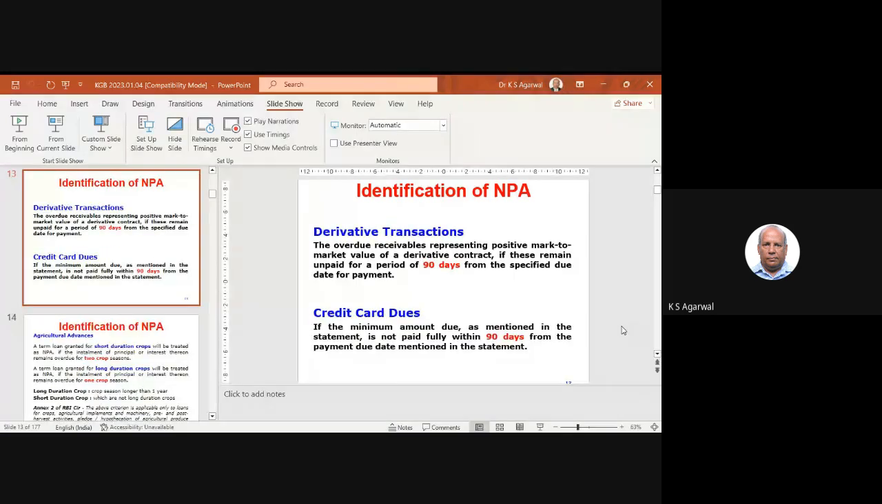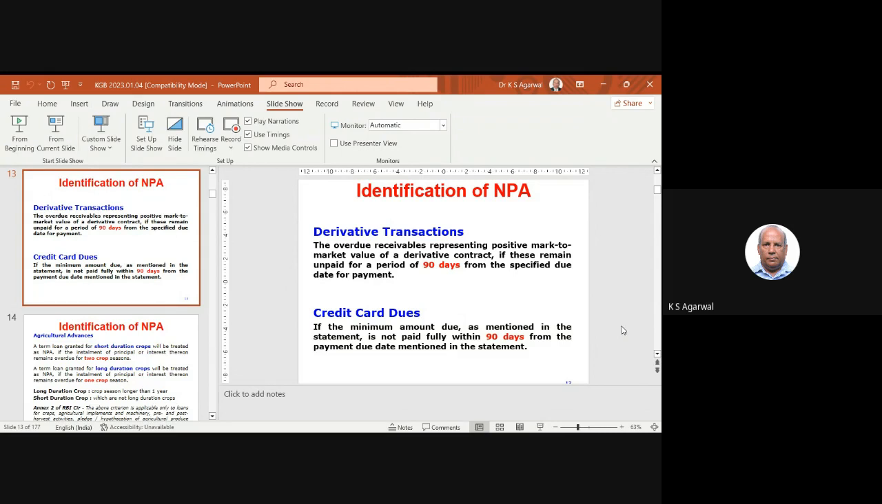Credit card dues. Most of us use credit cards issued by one bank or the other. We spend the money, we get a bill. In the bill, three things are there: total amount due, minimum amount due, and due date. If the minimum amount due is not paid fully within 90 days from the payment due date mentioned in the bill, this credit card dues will become NPA.